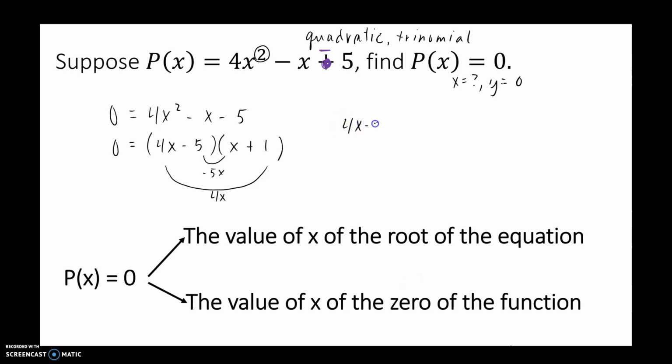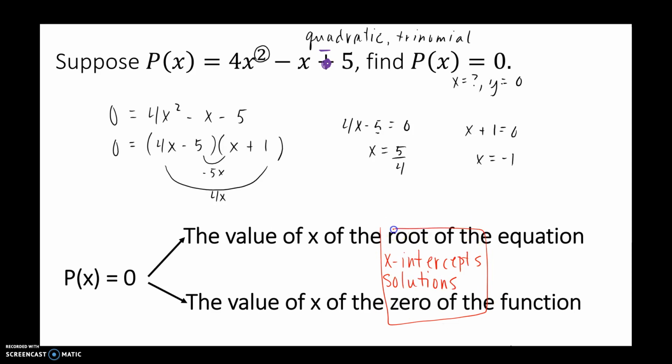Okay, so to solve, I get x is equal to 5/4. And setting my other factor equal to 0, I get x is equal to -1. Okay, so what do these values represent? The value of x of the root of the equation, or the value of x of the 0 of the function. And remember what else these terms are. Root, 0. So these x values represent the x-intercepts on the graph of the quadratic, and they also represent the solutions to the equation. Okay, remember these 4 terms are all synonymous with each other.